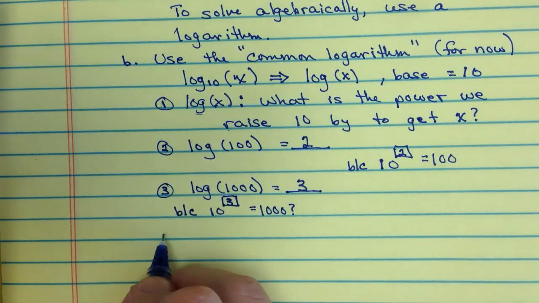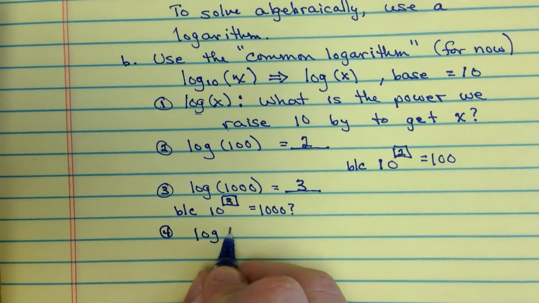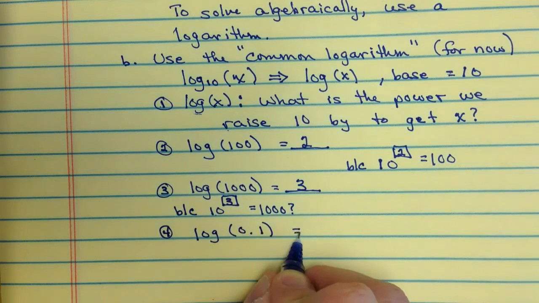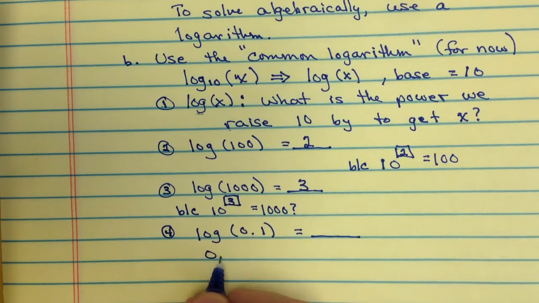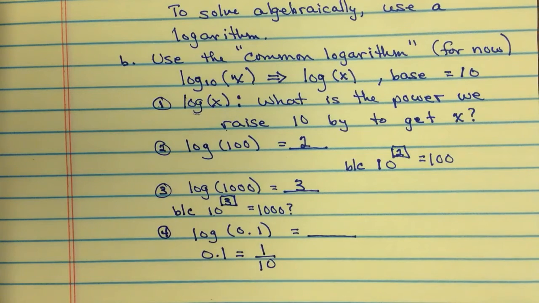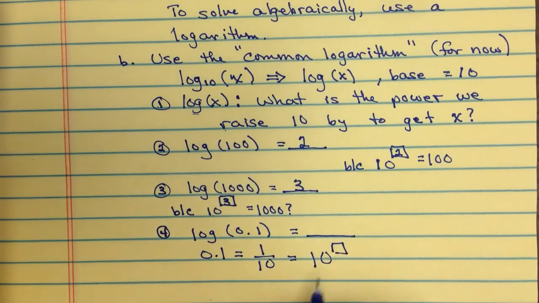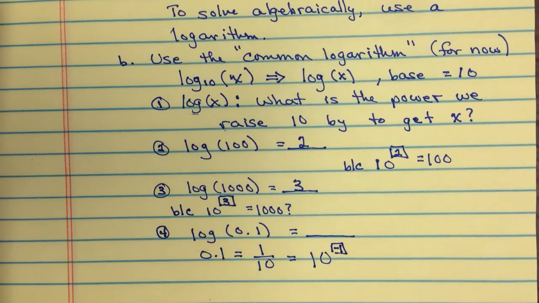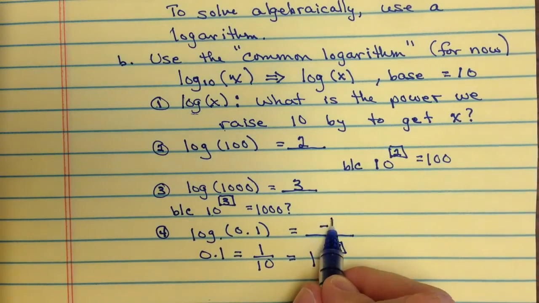Okay, what about one a little harder? Make you think a little more. How about log of 0.1? What does this equal? Well, we have to think about it a little bit. All right, 0.1, can you write that as a fraction? Yeah, that's 1 over 10. Okay, well, can I write that as 10 to some power? And the answer is yes. The answer is -1. So 0.1 is 1 over 10, which is 10 to the -1. So therefore, what is the power I raised 10 by to get 0.1? The answer to that is -1.